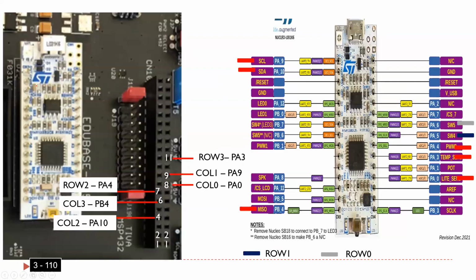Okay. How can you do that? Very easy, very trivial. As you see here, look here, guys. You don't need to worry about row 0 or row 1. They already connected. Row 2 is here. Row 3 is here. Column 1 is here. Column 0 is here. Column 3, column 2.